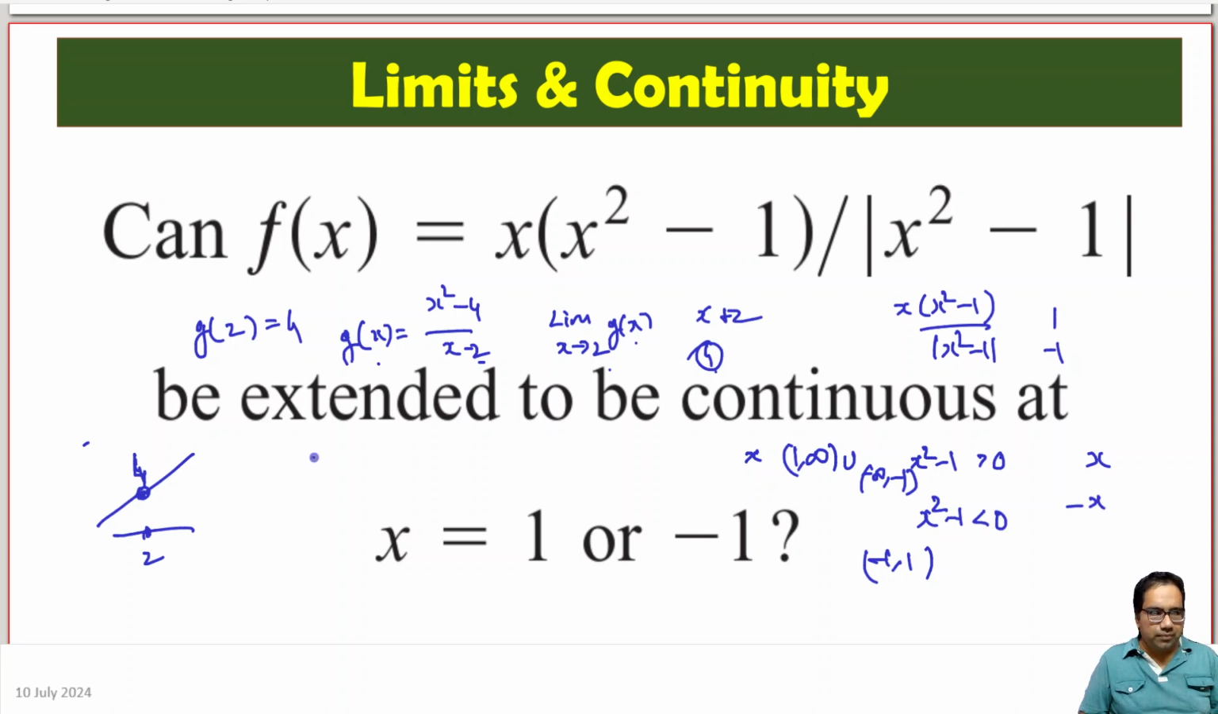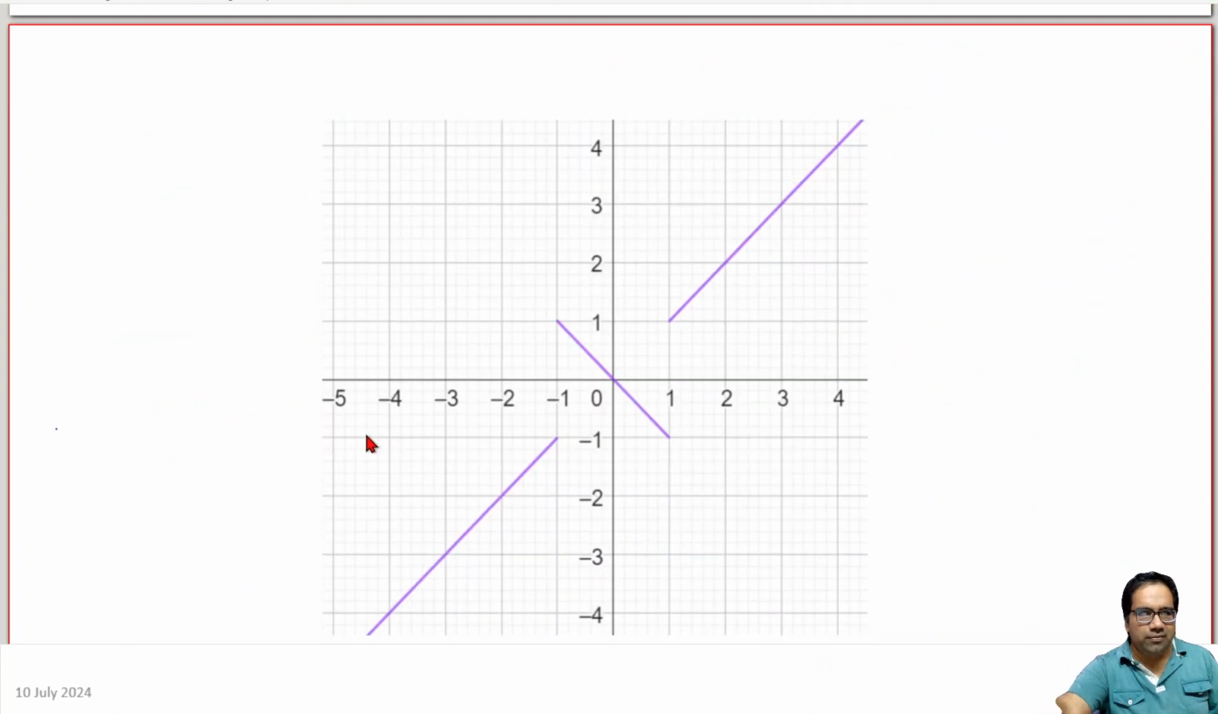What that means is, between minus 1 and 1, the function is minus x, and between 1 to infinity and minus 1 to minus infinity, the function is actually equal to x. It looks something like this. This point is 1. From 1 to infinity it is x, and from minus 1 to minus infinity it is again x, and between minus 1 and 1 it is minus x. The graph of it looks something like this. After 1 it is x, this line is x, this line is also x, but this line is minus x.